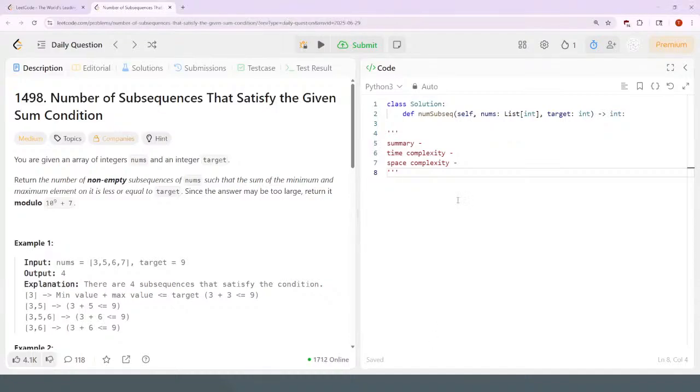Alrighty. Number of subsequences that satisfy the given sum condition. Medium. Okay. You're given an integer array and a target integer. Return the number of non-empty subsequences of nums such that the sum of the minimum and maximum element of it is less than or equal to target. Since the answer may be large, return it modulo 10 to the 9th plus 7.